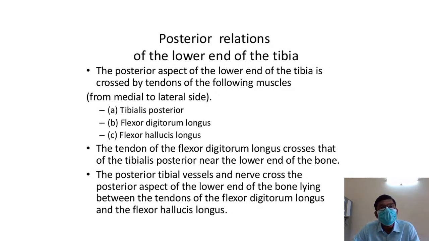Coming to the posterior relations of the lower end of the tibia. The posterior aspect of the lower end of the tibia is crossed by the tendons of the following muscles. See, anteriorly we have seen a few muscles. Now posteriorly also there are a few muscles which cross from medial to lateral side. They are the tibialis posterior muscle, the flexor digitorum longus, and the flexor hallucis longus. The tendon of the flexor digitorum longus crosses that of the tibialis posterior near the lower end of the bone. And the posterior tibial vessels and nerves cross the posterior aspect of the lower end of the bone lying between the tendons of the flexor digitorum longus and the flexor hallucis longus.